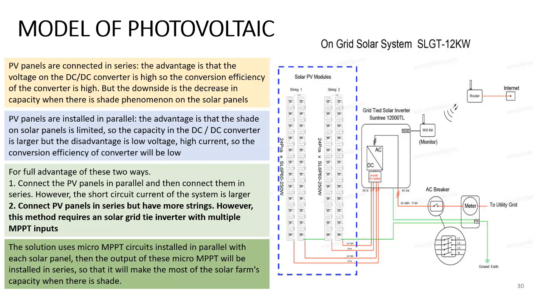Another more modern solution is that we use many micro MPPT circuits and mount them directly on each PV panel before connecting them in series. This helps make the maximum power from the PV farm even in shading phenomenon. The only disadvantage here is that the installation cost of the PV system will increase.